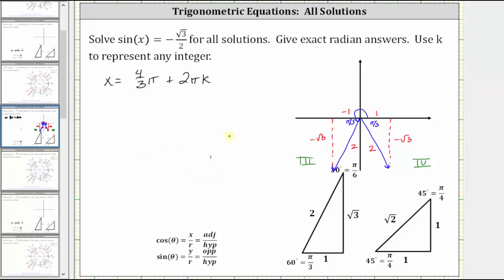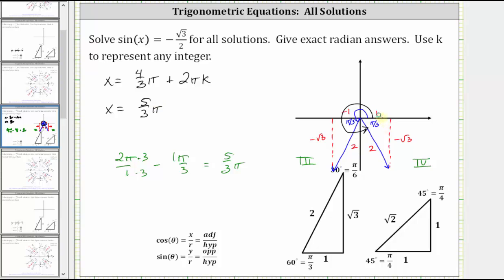And now let's find the least positive angle in the fourth quadrant, which would be this angle here. Notice this angle is equal to 2 pi radians minus pi over 3 radians. So 2 pi minus pi over 3, common denominator is 3. We have 6/3 pi radians minus 1/3 pi radians, which gives us 5/3 pi radians. So we also have solutions in the form of x equals 5/3 pi radians.